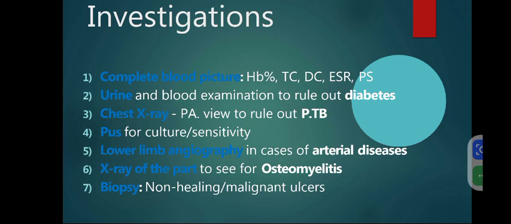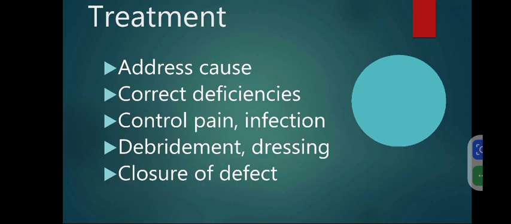Management, investigations: complete blood picture, Hb percentage will be seen, total leukocyte count and ESR and PS, urine and blood examination to rule out diabetes, chest X-ray PA view to rule out pulmonary tuberculosis, pus for culture and sensitivity, lower limb angiography in cases of arterial disease, X-ray of the part to see for osteomyelitis, biopsy in non-healing malignant ulcers. Treatment: address cause, correct deficiencies, control pain and infection, debridement, dressing, and closure of defect.